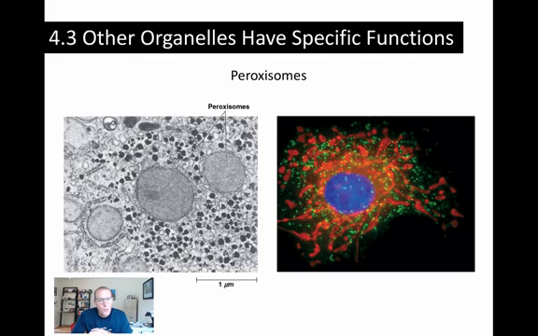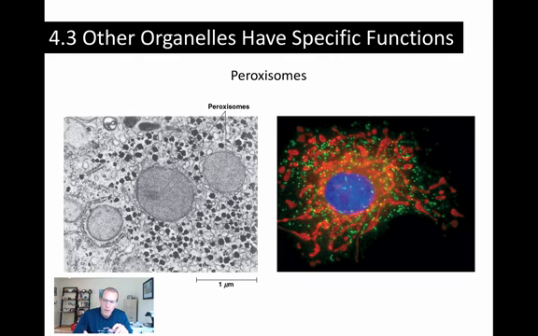Peroxisomes have very specialized, specific functions. Size-wise, they resemble lysosomes in size and appearance. So if you look at these using electron microscopy, it's going to be difficult to differentiate a peroxisome from a lysosome. There is something that helps with that, and we'll come to that in a moment.